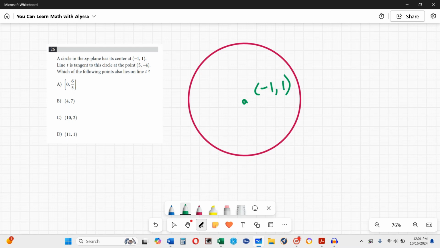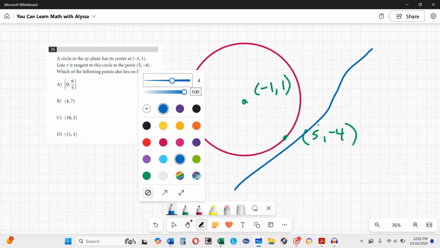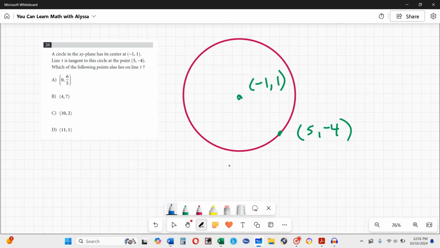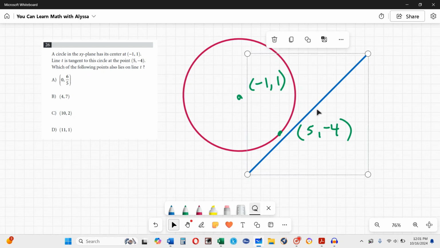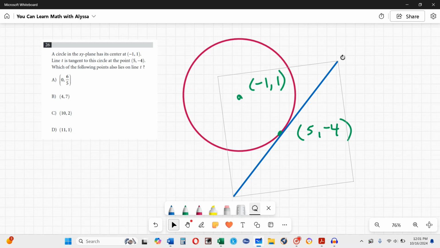Line T is tangent to this circle at the point 5, -4, which is going to be like over here somewhere. And this point is 5, -4. And this line is tangent to it. Whoa. What happened with that line? Can I draw a straight line, please, there? Whiteboard, there we go. That kind of went crazy, didn't it? It's not the worst line I've ever drawn. It's not perfectly lined up for my purposes here, but that's pretty good.